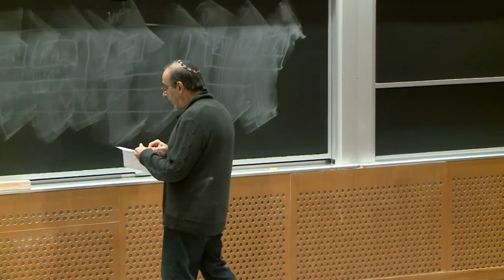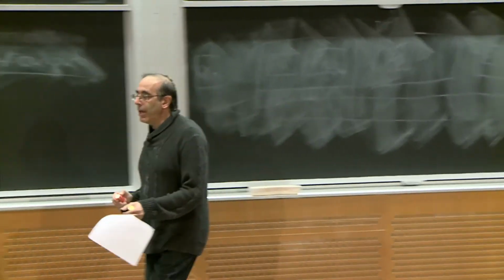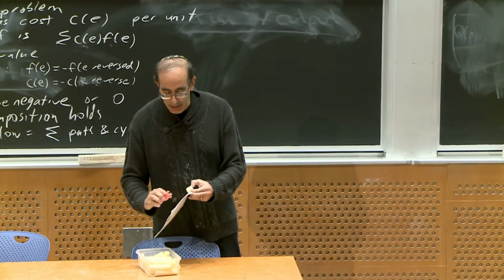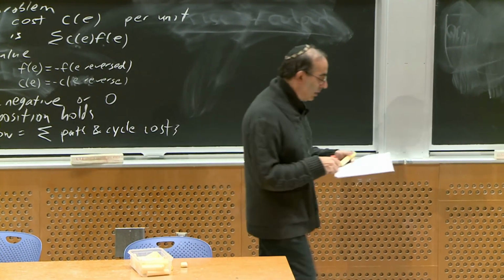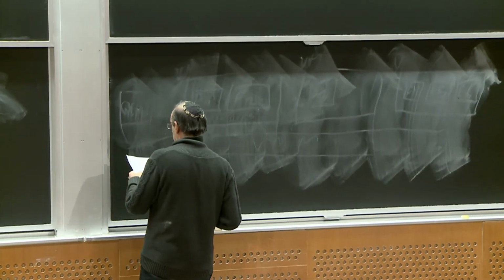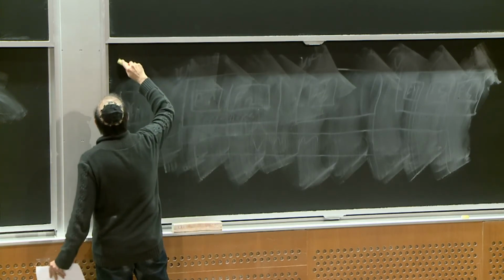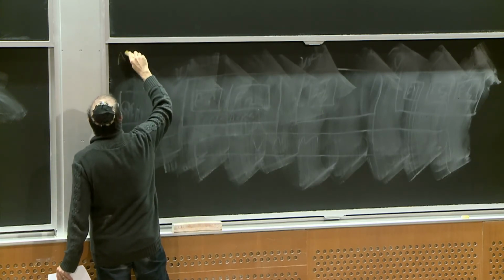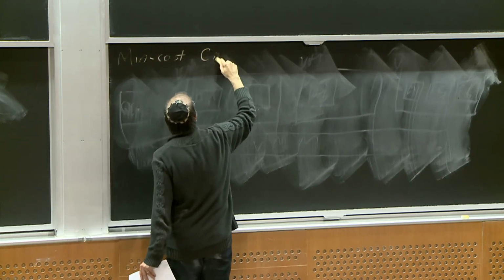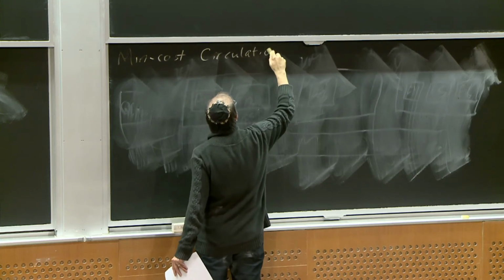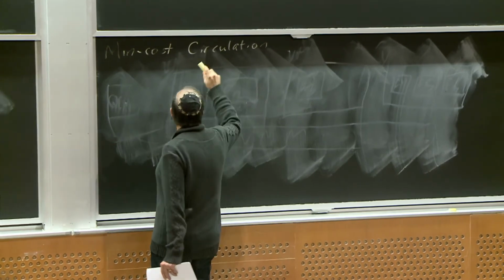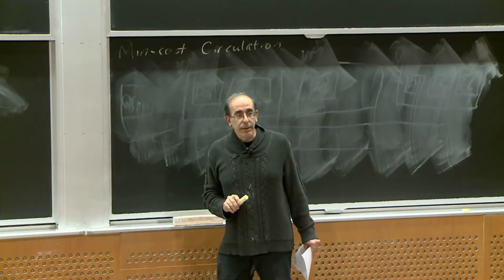Now there is one way that min-cost flow simplifies compared to max flow. And that's through a more elegant formulation called min-cost circulation. Okay. So a circulation is basically a flow with no source or sink.